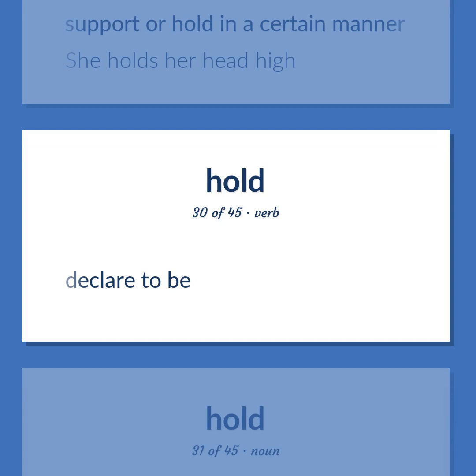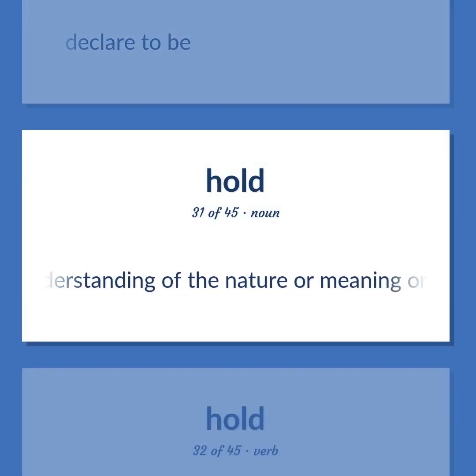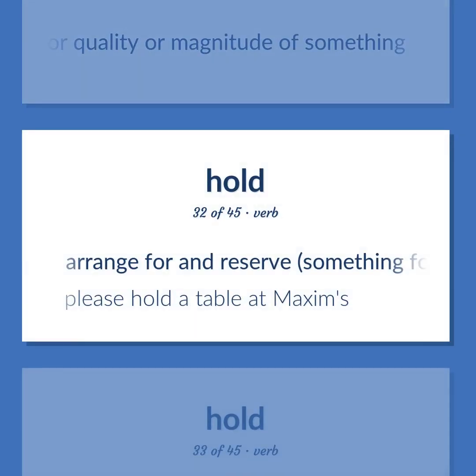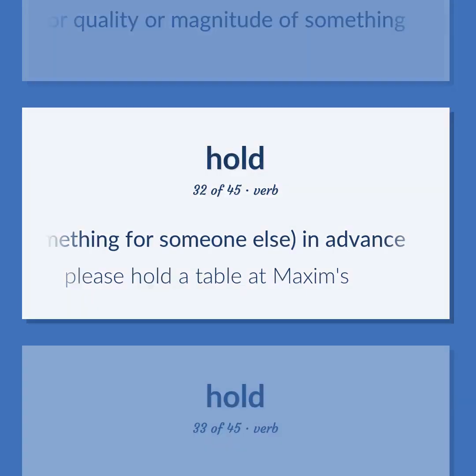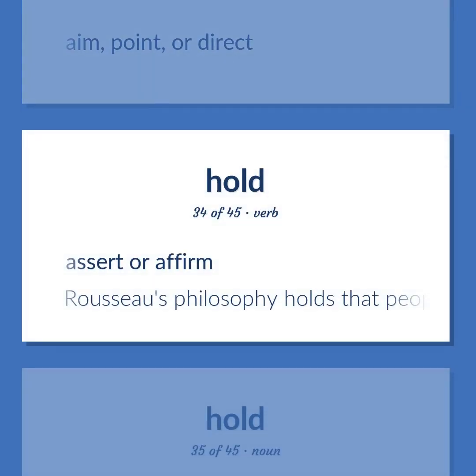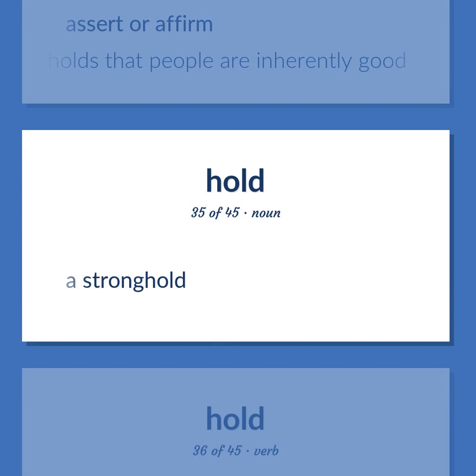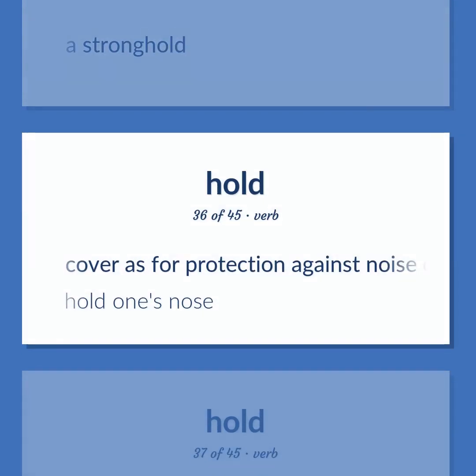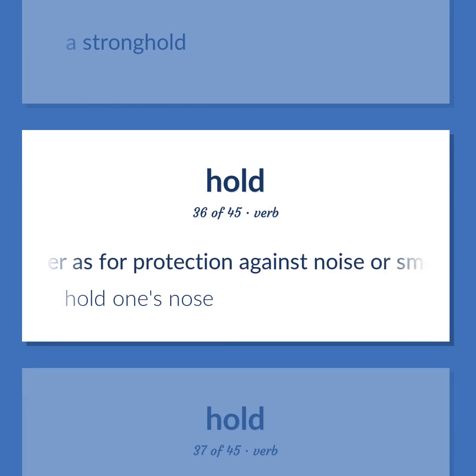Declare to be. Understanding of the nature or meaning or quality or magnitude of something. Arrange for and reserve something for someone else in advance. Please hold a table at Maxim's. Aim, point, or direct. Assert or affirm. Rousseau's philosophy holds that people are inherently good. A stronghold. Cover as for protection against noise or smell. Hold one's nose.